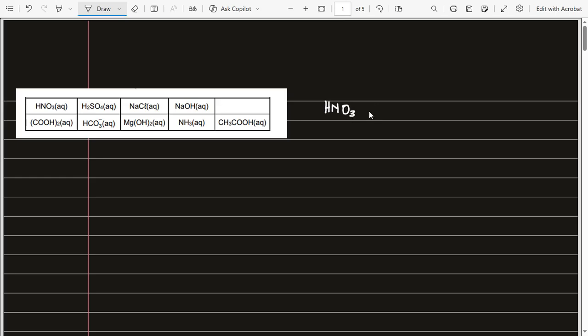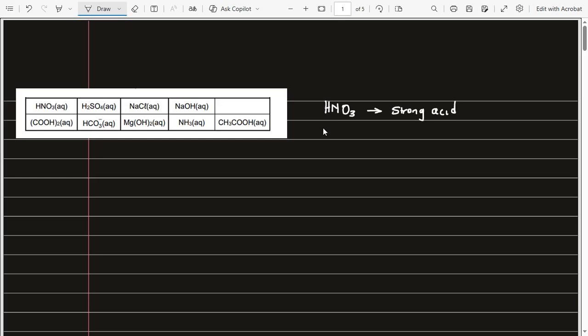So the HNO3, what type of substance is this? This is what we call a strong acid. Guys, you already have the table that you need to memorize. Go and find the table where they show you the strong acid and the weak acid, the strong base and the weak base. Find that table. You'll see that HNO3 is a strong acid. So we need to identify all of this.